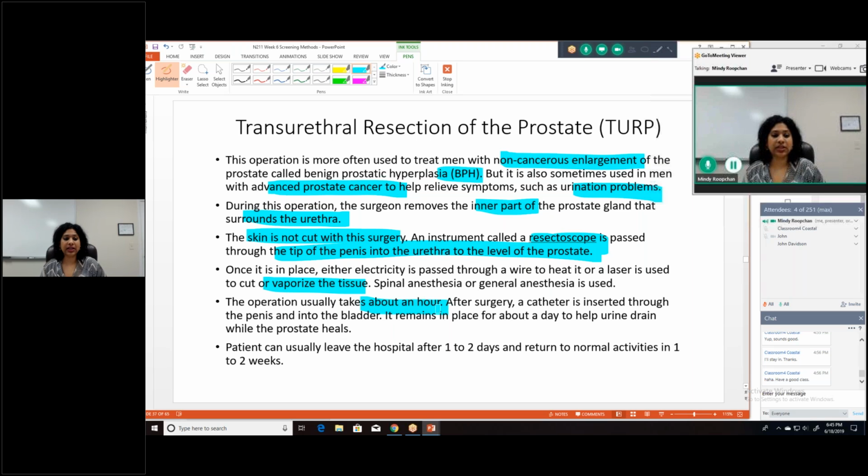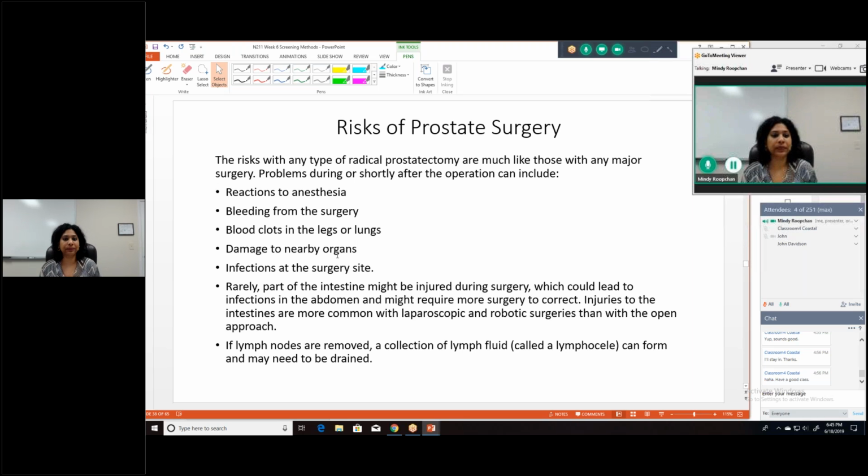The catheter is then inserted into the bladder to just help drain the urine while the prostate heals, and the patient can leave the hospital in about a couple of days and return to activities in 1 to 2 weeks. So we do the patient teaching for them.